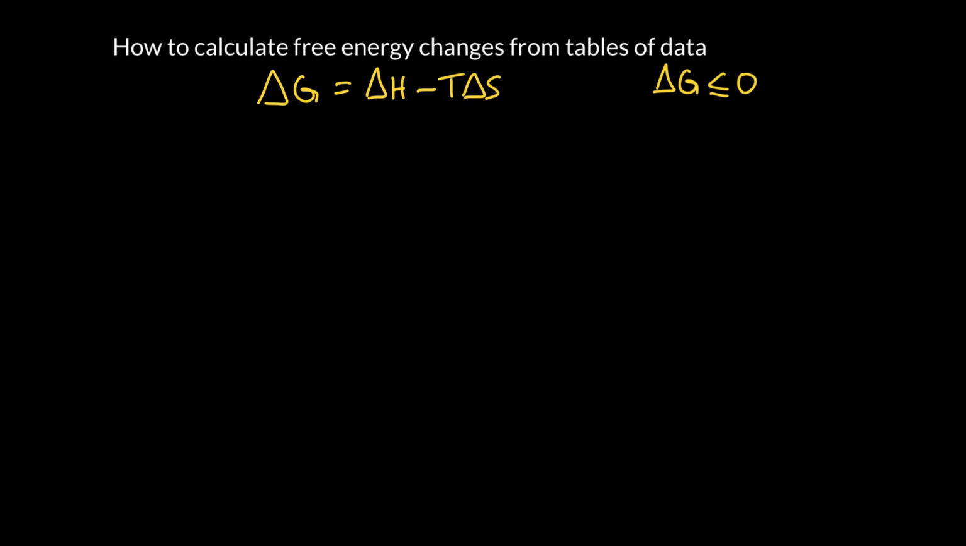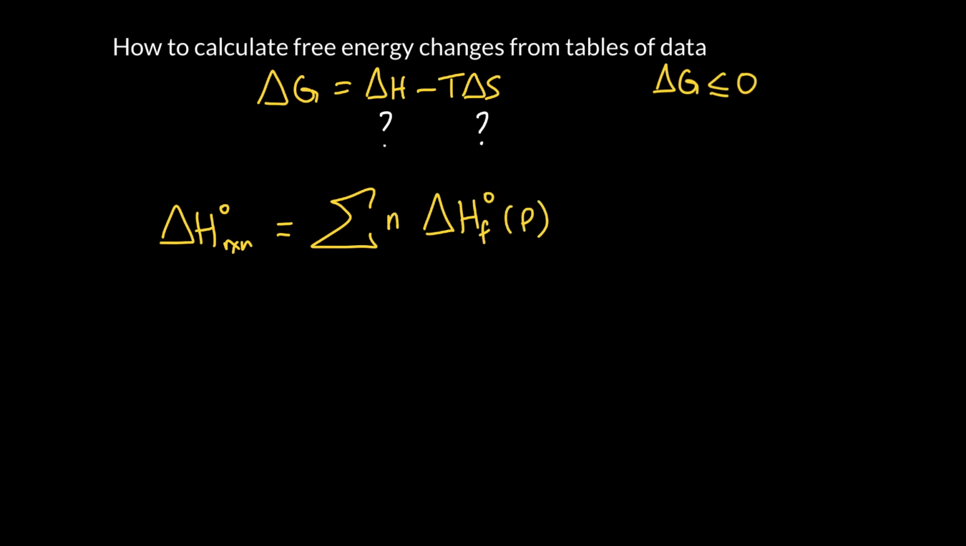So the question is, in the last video, I gave you delta H and I gave you delta S, so how do you calculate these? Well, if you remember back to Chemistry 1, we showed that the heat of a reaction can actually be calculated under standard conditions by summing together the standard heats of formation for the products, making sure to multiply by the number of moles of product we have, and doing exactly the same thing for the reactants.